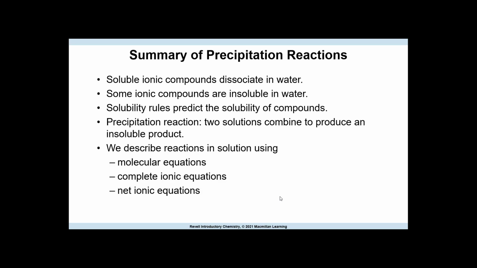Summary of precipitation reactions. So let's summarize the ideas related to solubility and how they relate. First, soluble ionic compounds dissociate in water. Some ionic compounds are insoluble in water. Solubility rules predict the solubility. So that's where you have to look at those. When two aqueous solutions combine to produce an insoluble product, a precipitation reaction occurs. We describe reactions in solution three ways. We use molecular equations to show the compounds as neutral compounds, or complete ionic equations that show the associated ions, and the last one is net ionic, which shows only the ions directly involved in bonding.